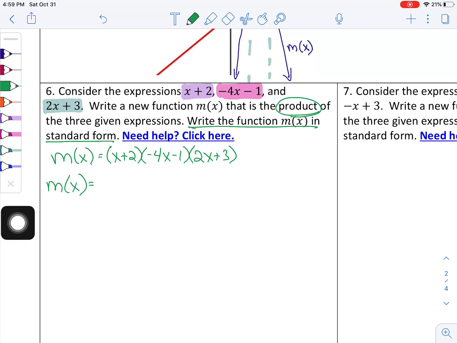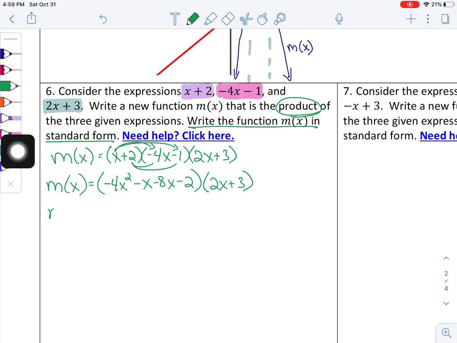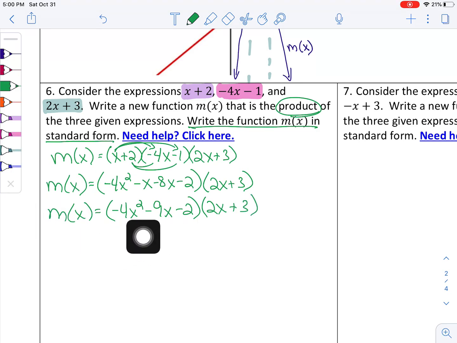So I'm going to take x plus 2 and distribute it. I'll clean it up as I go. So negative 4x squared. Let's see, minus x, minus 8x, minus 2. And that 2x plus 3 hasn't gone away. It's just I'm not going to deal with it yet. So let's see, m of x is equal to negative 4x squared minus 9x minus 2, 2x plus 3. Okay, so I have completely simplified these first two products, right?